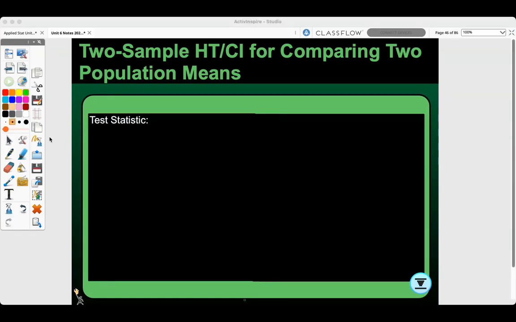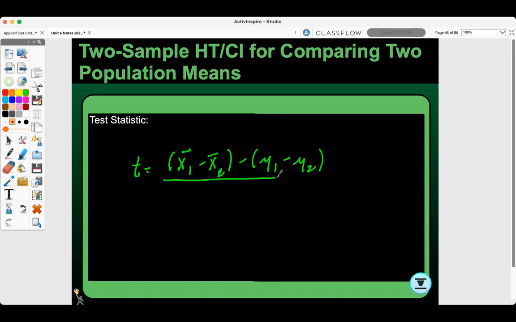The test statistic T equals x bar 1 minus x bar 2 minus (mu 1 minus mu 2), all over the square root of the standard deviation of the first sample squared divided by the number in the first sample, plus the standard deviation of the second sample squared divided by the number in the second sample.